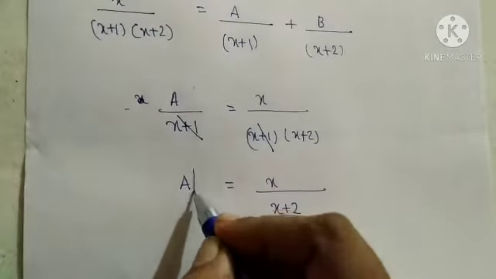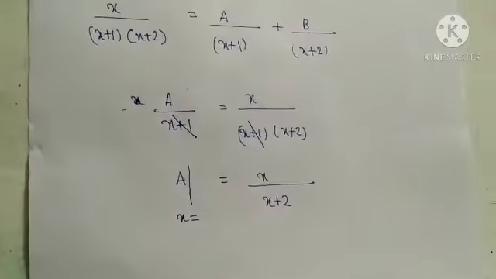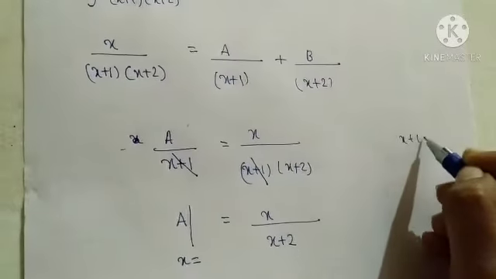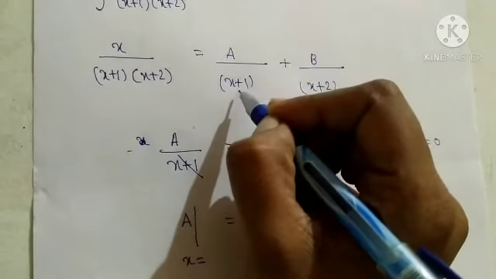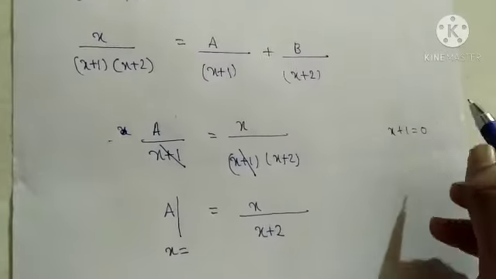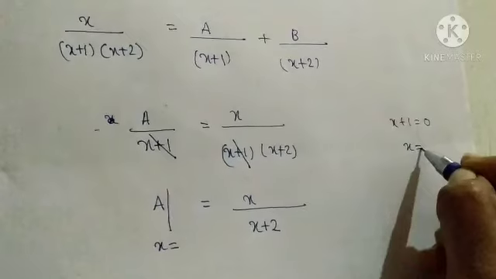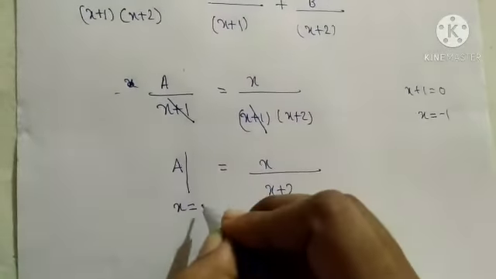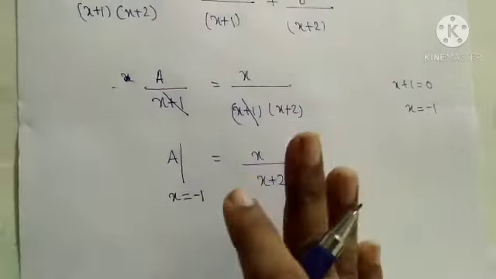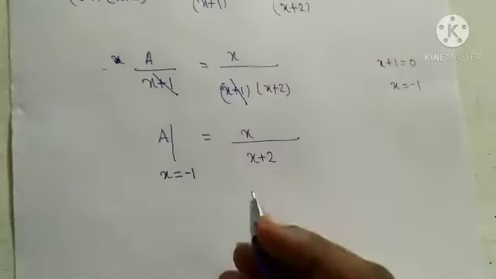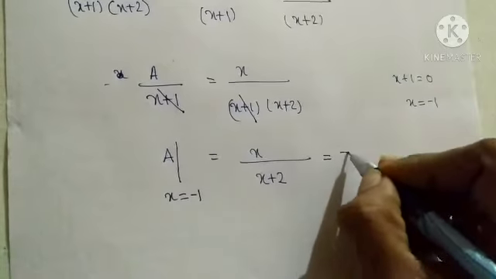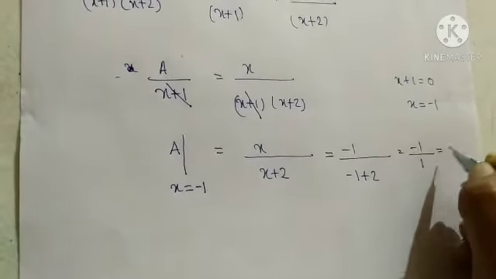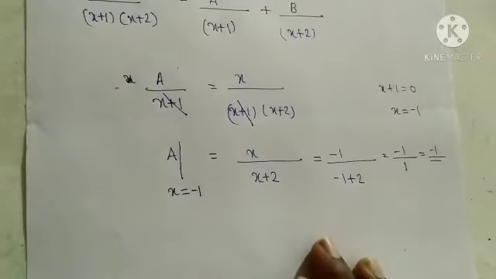Next we need to substitute the value of x which makes the denominator of a 0, that is put x plus 1 equal to 0. The denominator of a contains the function x plus 1, so put x plus 1 equal to 0. From this we get x equal to minus 1, right? So I am going to substitute x equal to minus 1 in a. So it will give us minus 1 divided by (minus 1 plus 2), that is minus 1 divided by 1. So we get the value of a as minus 1.